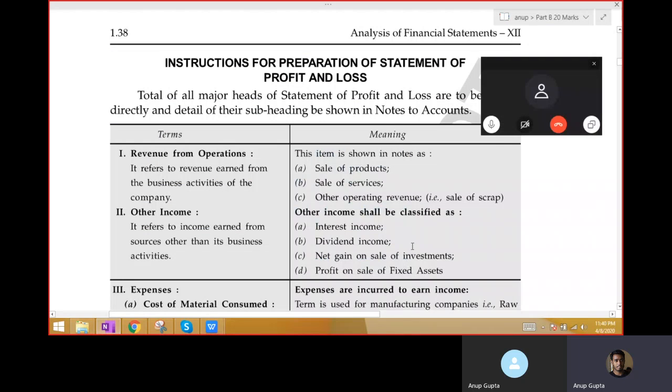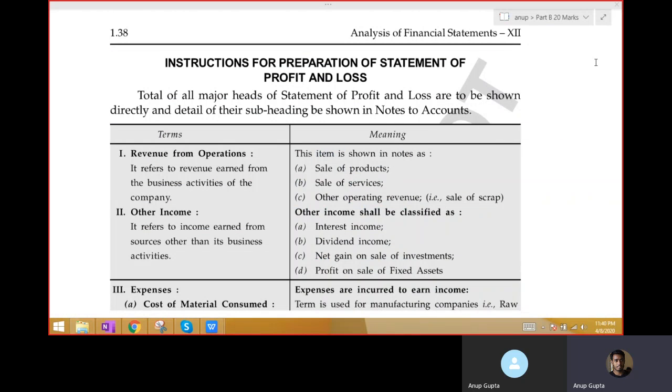Now we are going to study the items of the statement of profit and loss account in detail. So all the major heads or subheads and the detailed items under each subhead, we are going to discuss all of the statement of profit and loss account.